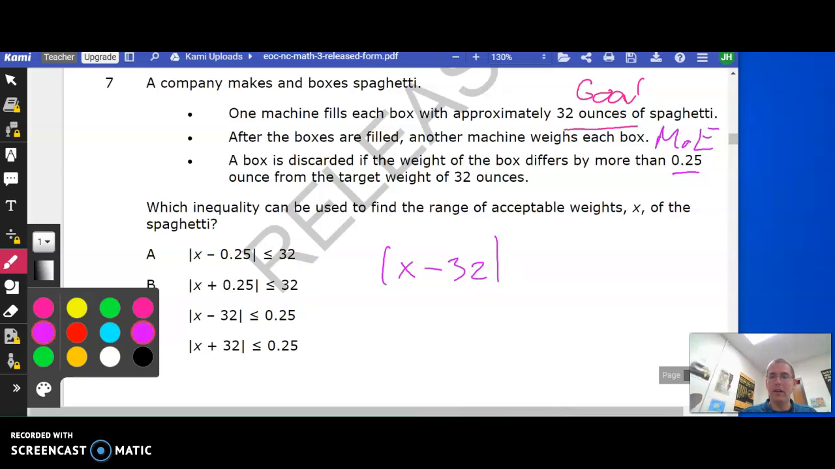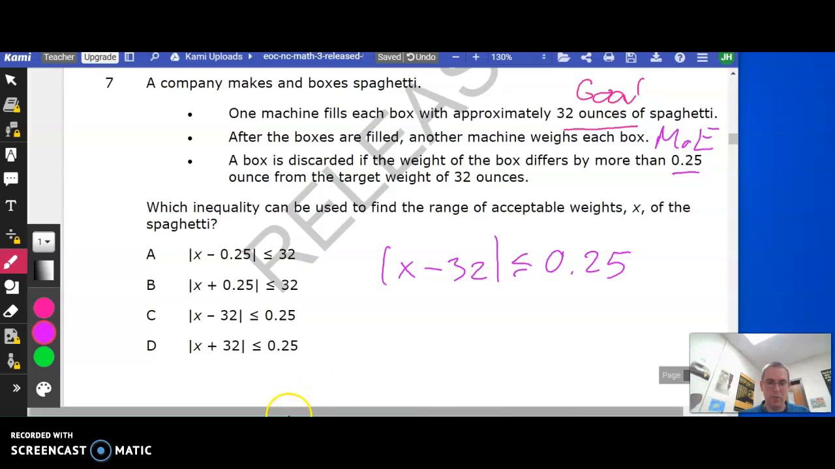And then you want to be close to your goal weight. You don't want to be making boxes of spaghetti that are way too heavy or way too small, so that's why you have the less than or equal to get close to the 0.05, and then the absolute value says it's okay to be under or over as long as you're close. So this is how you set that up.